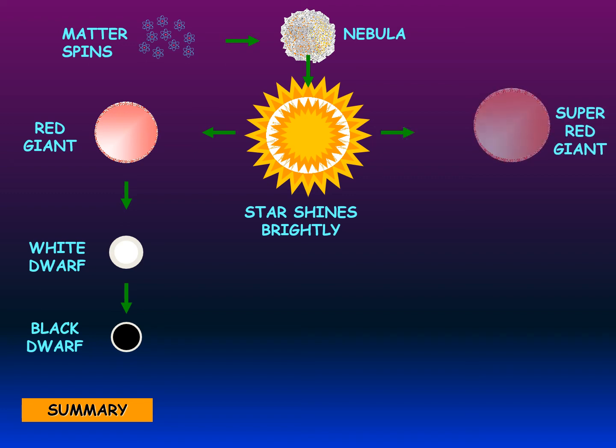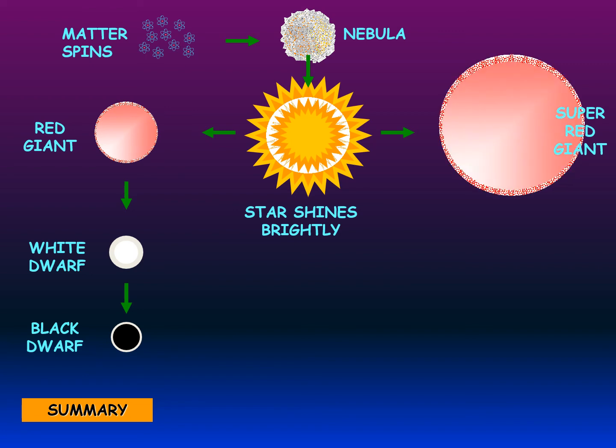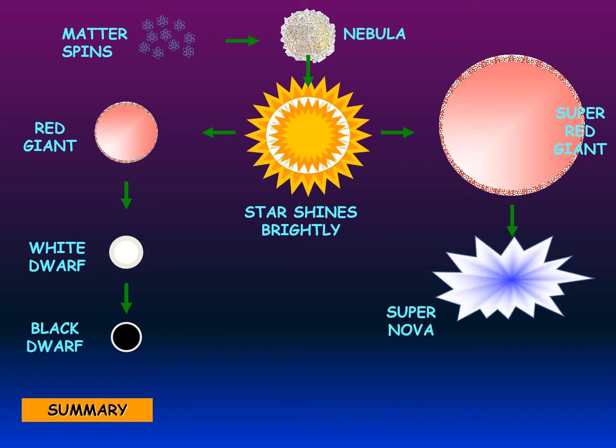Large stars expand and form a super red giant star. The star will explode as a supernova. The star will collapse and become a pulsar or a black hole.